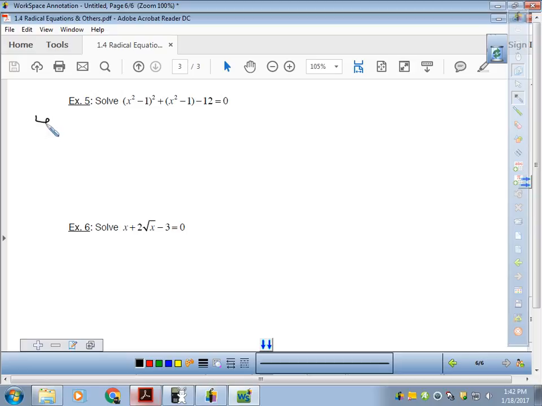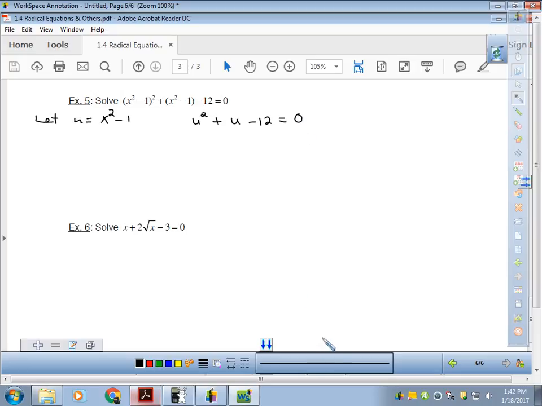So I can come over here and I can say, hey, let's let u equal what's in these parentheses here. Sorry, computer is acting up, of course. So let's let u equal x squared minus 1. So anytime I see x squared minus 1, I'm just going to substitute in. So this right here is an x squared minus 1, so that's my u. And what's happening to that? It's getting squared. Plus, here I have another x squared minus 1, so that's another u. And then I have a minus 12 equals 0.